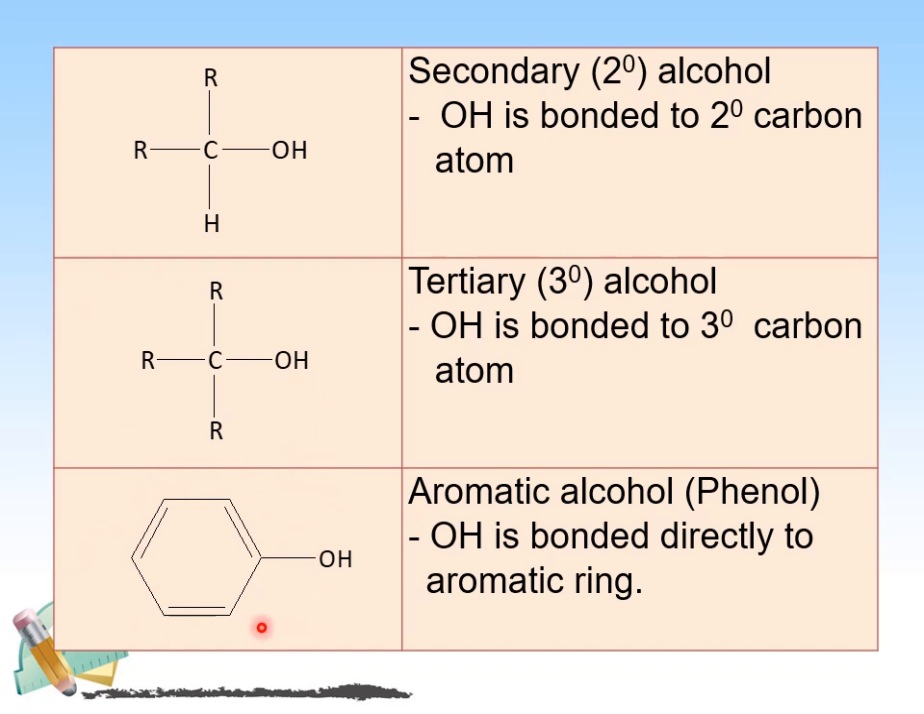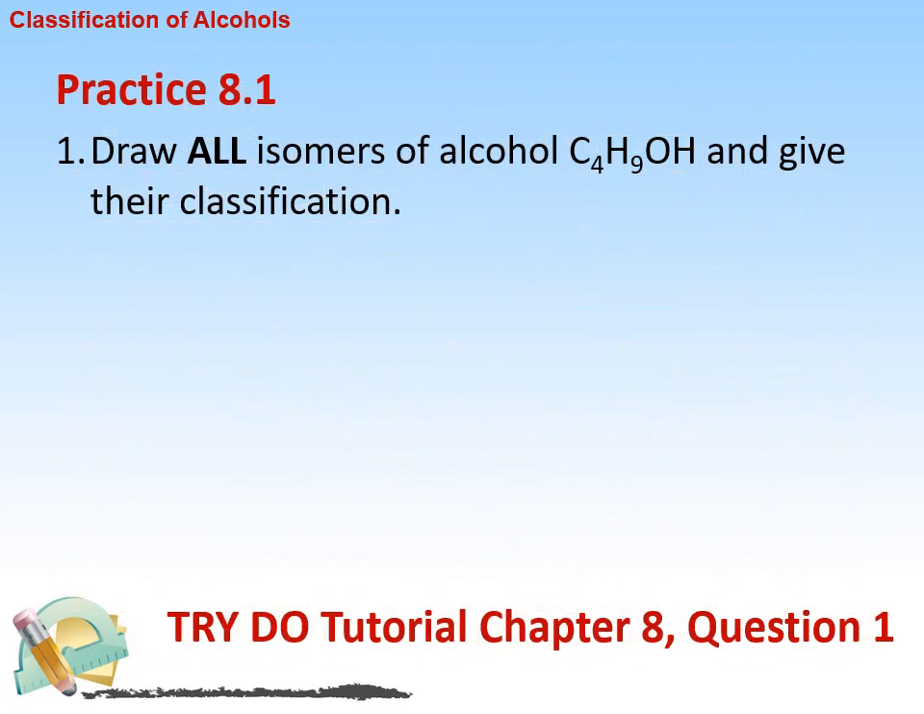The last category is aromatic alcohol, phenol, whereby the hydroxy group is attached directly to the aromatic ring. Practice 8.1, the question is, draw all isomers of alcohol C4H9OH and give their classification.